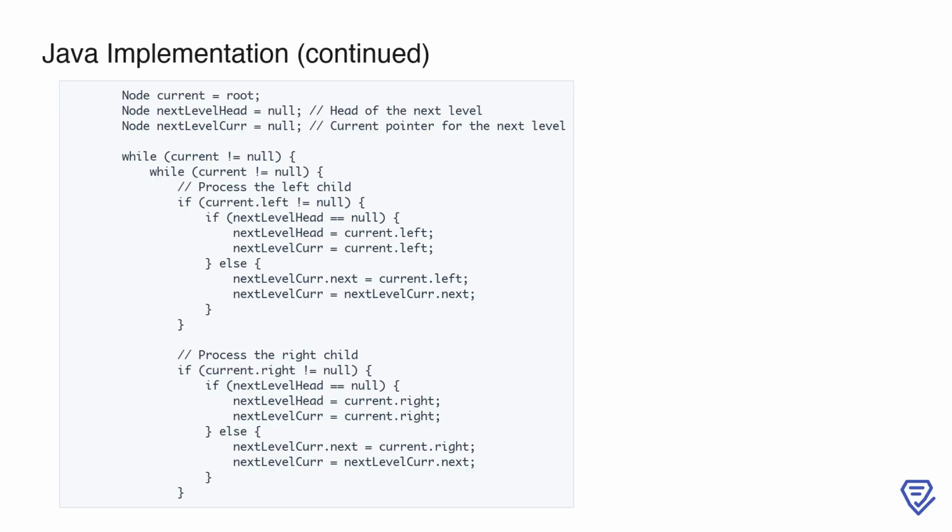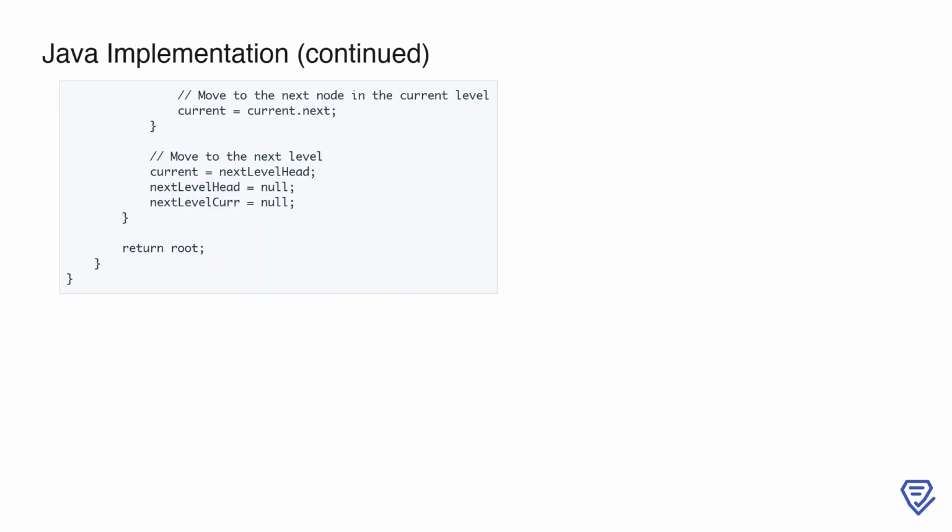The same logic is applied to the right child, where we again either initialize the pointers or establish the next connection depending on whether next level head is already set. Once the left and right children of the current node are processed, we move current to its next sibling using the next pointer. After finishing all nodes at the current level, we shift our focus to the next level by updating current to next level head.